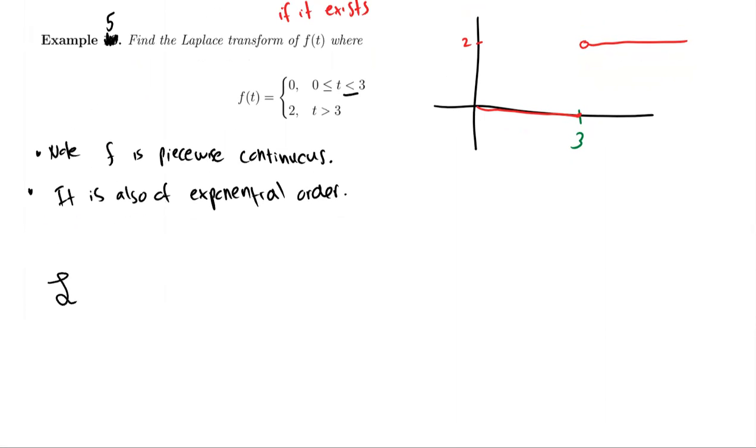So the Laplace transform of f of t, by definition, is going to be, and let me just go to the limit part. And I said you could do that. You could just go immediately to the limit part. It would be the limit as b approaches infinity of the integral from 0 to b of f of t times e to the negative st dt.